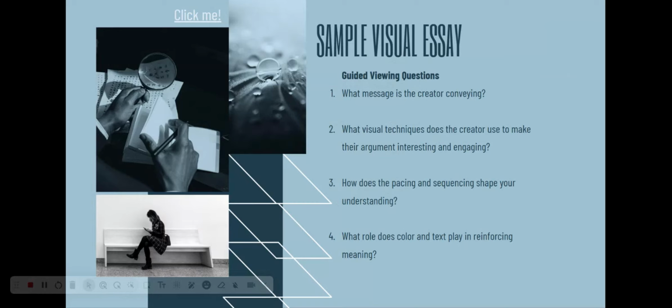And then color and text play a big role in reinforcing meaning here, because the text of the music in the background corresponds with the message of the visual essay. And it has this sort of intense red color to indicate that sense of urgency and intensity. So in order to create that visual essay, the creator had to first create a storyboard.